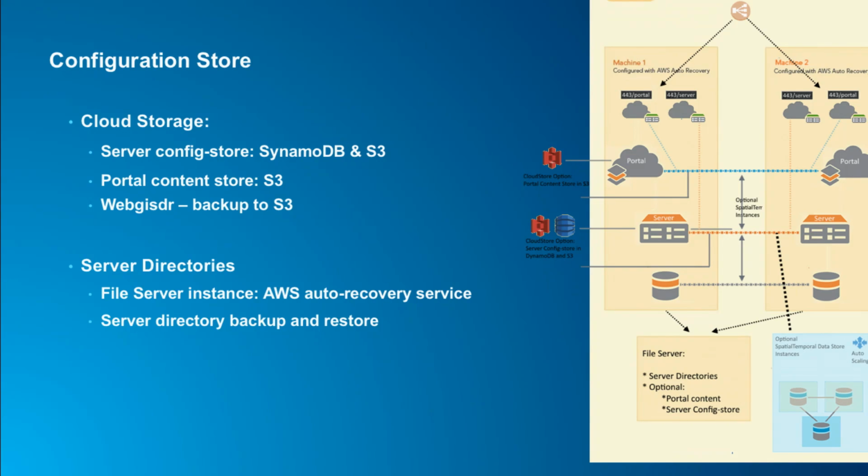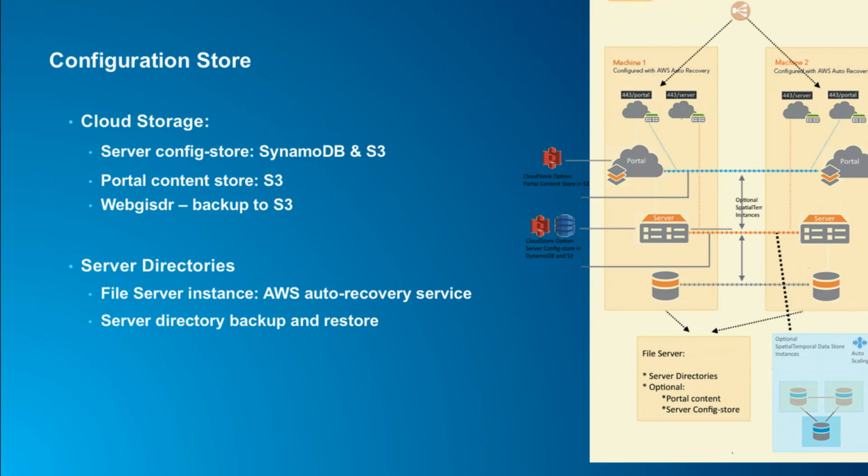Like in this architecture I showed, at 10.4.1 and 10.5, we put the ArcGIS Server config store in DynamoDB in Amazon. This is an Amazon service that provides high availability to the storage. We also put the portal content in Esri. So we moved these very important configurations to Amazon native storage.